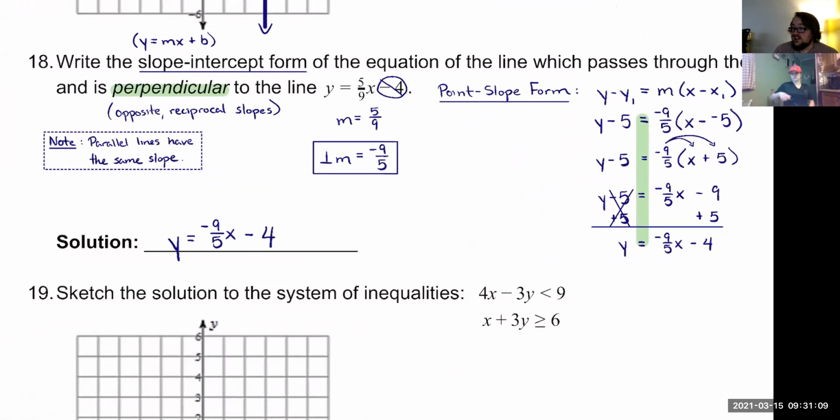So again, there will be a problem like this on the test tomorrow. The only things obviously that would switch would be the numbers. The values are going to change a little bit. There is a chance though that instead of saying perpendicular, it may say parallel. I honestly don't remember which one it is. But so long as you remember that perpendicular lines have opposite reciprocal slopes, parallel lines have the same slope, you're set for either scenario.